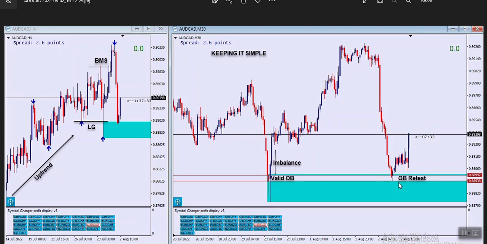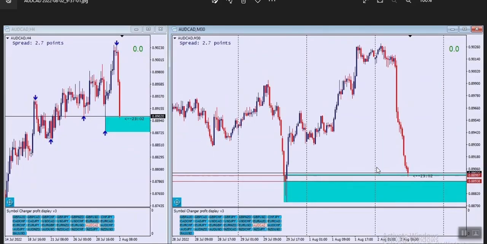Either you look for a lower, refine that order block to a lower time frame for you to get a sniper entry, or you wait for price to hit that order block and look for a bullish pattern or any candlestick pattern, any kind of pattern you may wish to use to take your entry.